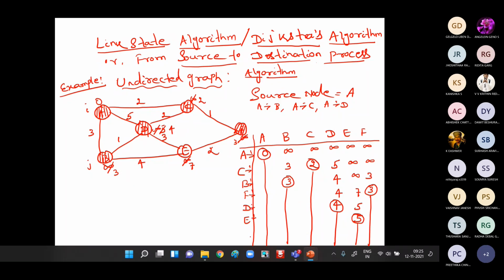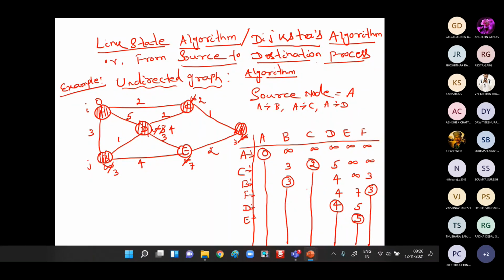Now you can see our table is complete. All the nodes are available in the table: A, C, B, F, D, E. All the distances we have covered from the source to the destination. So from the source node A, A to A distance is 0, A to B is 3, A to C is 2, A to D is 4, A to E is 5, A to F is 3. In this way we have calculated the distance. So this is called the shortest path calculation using the link state algorithm on a directed graph, or by the help of the Dijkstra algorithm we have calculated.